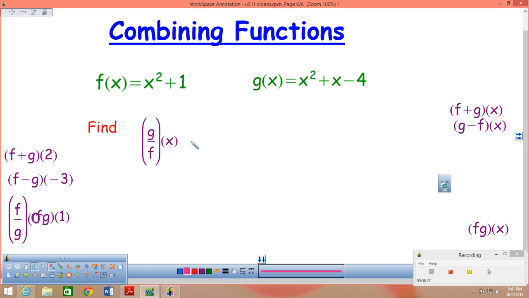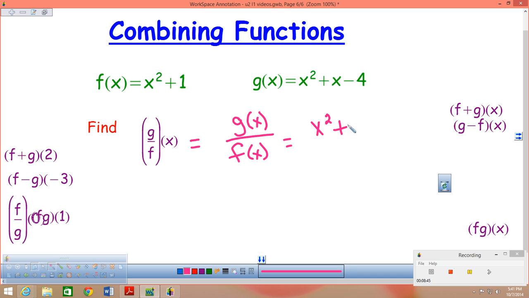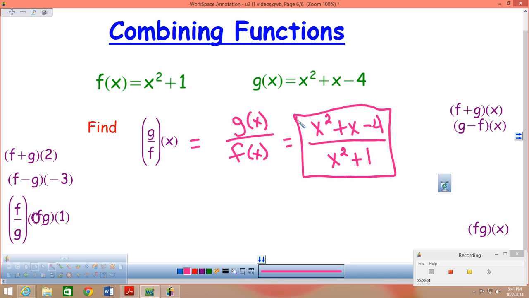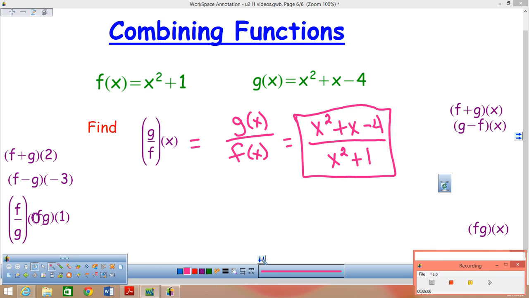Okay, this simply means that g of x is divided by f of x. So g of x is x squared plus x minus 4. And then f of x is x squared plus 1. Okay? This doesn't factor so that I know that nothing up here can reduce with it. That right there is your final answer. For now, those division ones are our easiest ones. Notice I said for now.